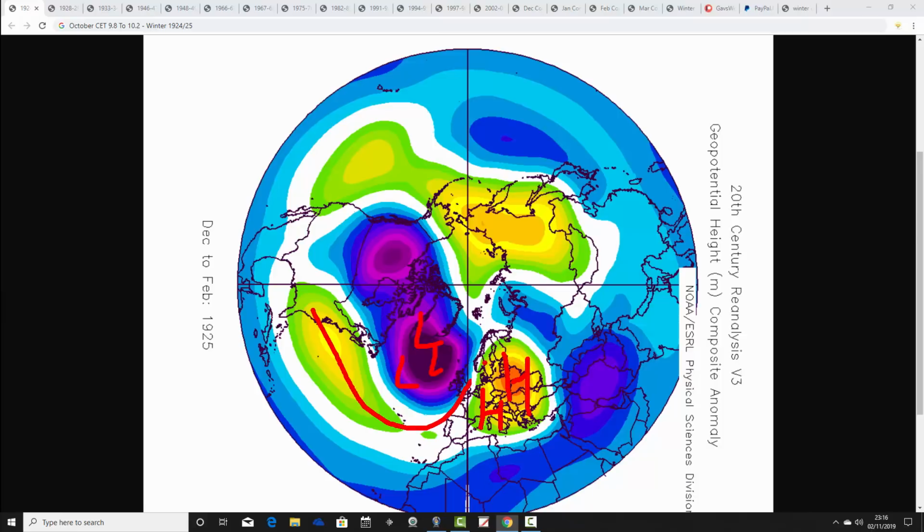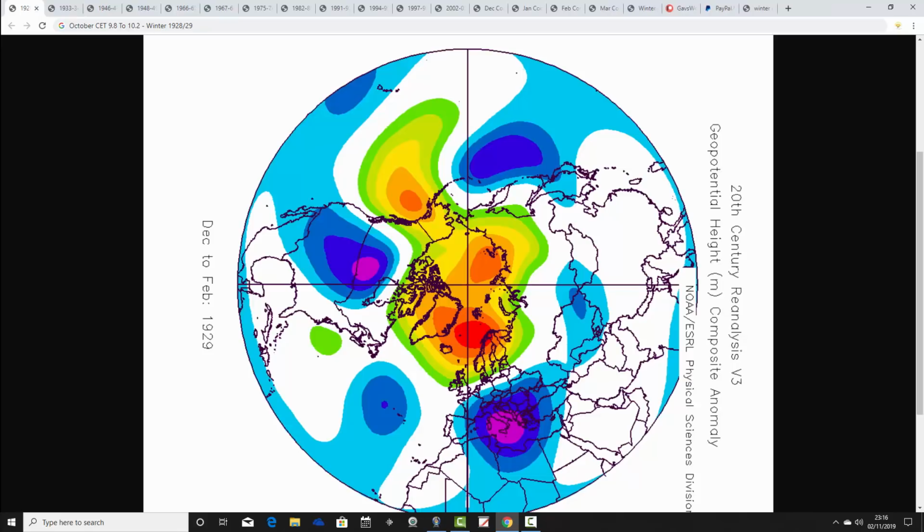This is a wet and mild winter with the wind coming in from the southwest in the winter of 1924, 1925. Another cold winter follows. This is 1928, 1929. I did say during the earlier package of analogues that there weren't many cold winters in the first 40 years of the 20th century. There were a couple, though. There was 1917. And there was also 1928, 1929.